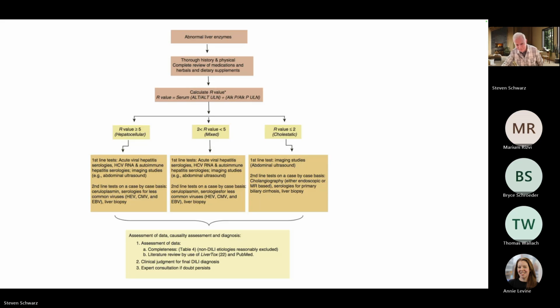Ceftriaxone causes an acalculous cholecystitis picture. It mimics gallstone disease. All right, so that's a clear cholestatic picture. And so again, if you have somebody who comes with an R value less than 2 and they've been on ceftriaxone, that becomes a likely diagnostic possibility. And then obviously, after you've done all of this, you put it all together and try to come up with a diagnosis.